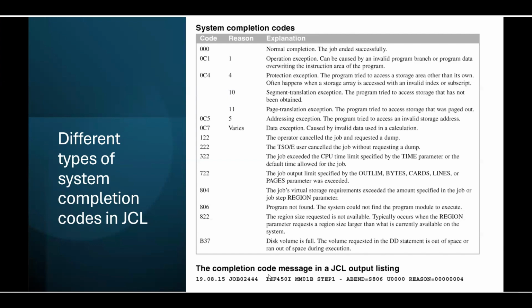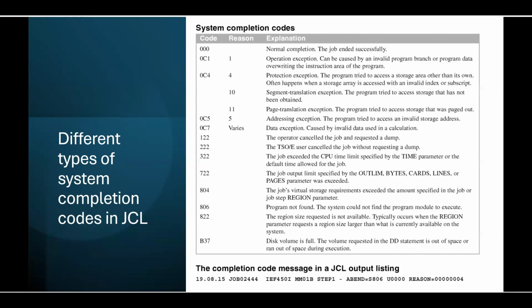Here we have some examples: the completion code message in the JCL output listing. Here we are getting the abend as S806, and we have reason code 4. So that means 806. What is the actual issue? Program not found. The system could not find the program module to execute.